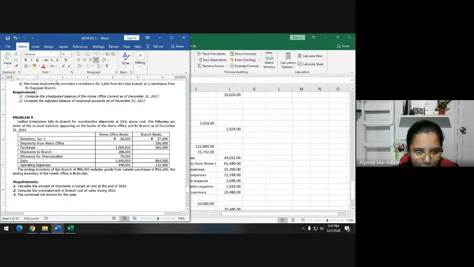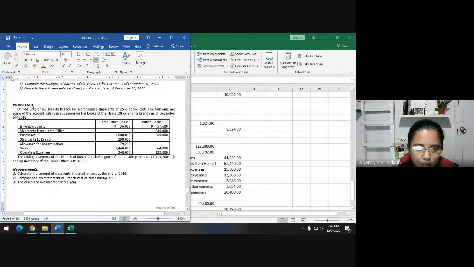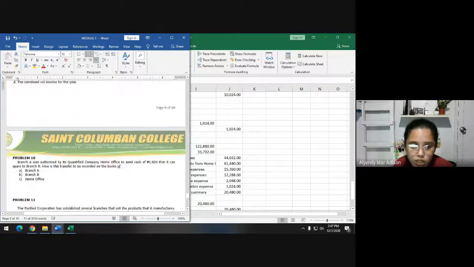And then, sa pa ni dire. Kani siya, computing the combined income. And of course, compute the overstatement. Thus, in the case of above cost, there will be overstatement because di ba, gipatasan man ni home office ang cost sa merchandise. So, na-overstate ang cost of sales. So, na-understate ang net income. So, we will have to know how to adjust.